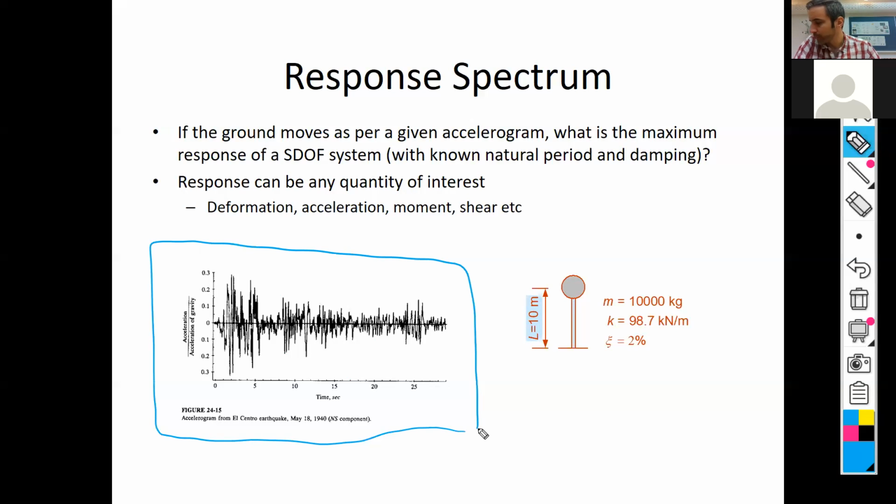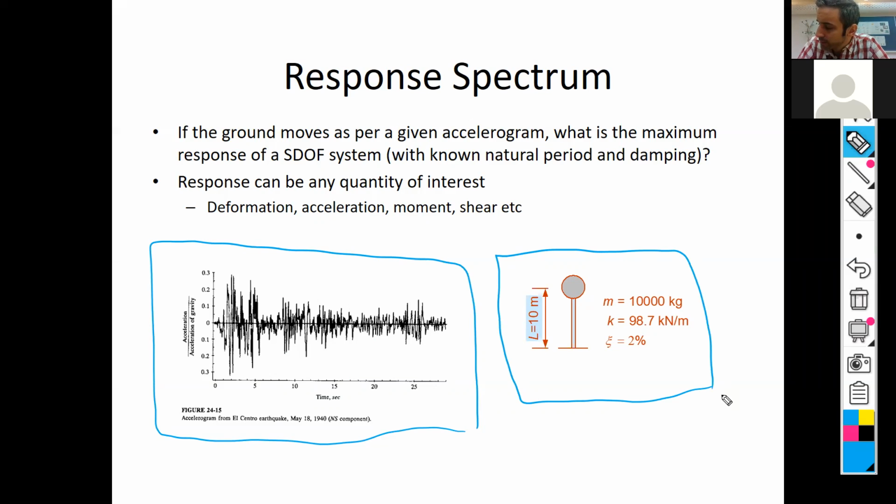And here we have an example of a structure, okay? It has a certain stiffness, it has a certain mass, it has a certain damping ratio, right? So we can calculate the response of that specific structure to that specific earthquake, right? Nothing very complicated so far. We're just going to simulate this particular earthquake on this particular structure and see what happens, okay?